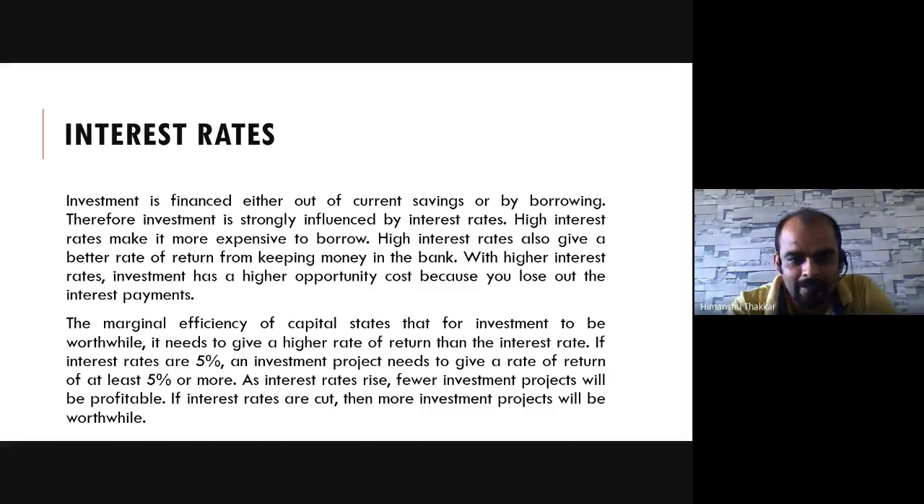If the interest rate is 5%, an investment project needs to give a rate of return of at least 5% or more. As interest rates rise, fewer investment projects will be profitable. If interest rates are cut, then more investment projects will be worthwhile. For example, in the current situation when the interest rates are getting lower and lower, it is always advisable that you think about other investment projects which will give you better interest rate as compared to the interest rate prevailing in the market.